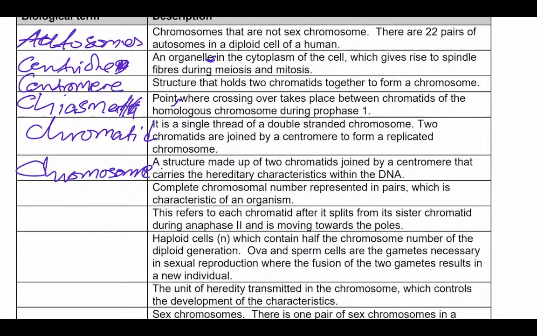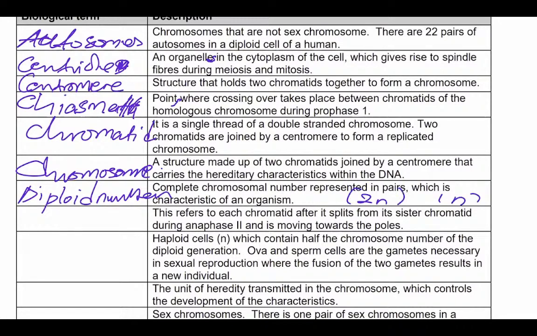Then they're saying the complete chromosomal number represented in pairs, which is characteristic of an organism, a complete set. You either have half of it after meiosis, or you're going to have a full set. So for a full set, which number is that? We call it the diploid number. Sometimes we call it 2n. And the other way, we call it haploid, which is 1n. So this one is a diploid.